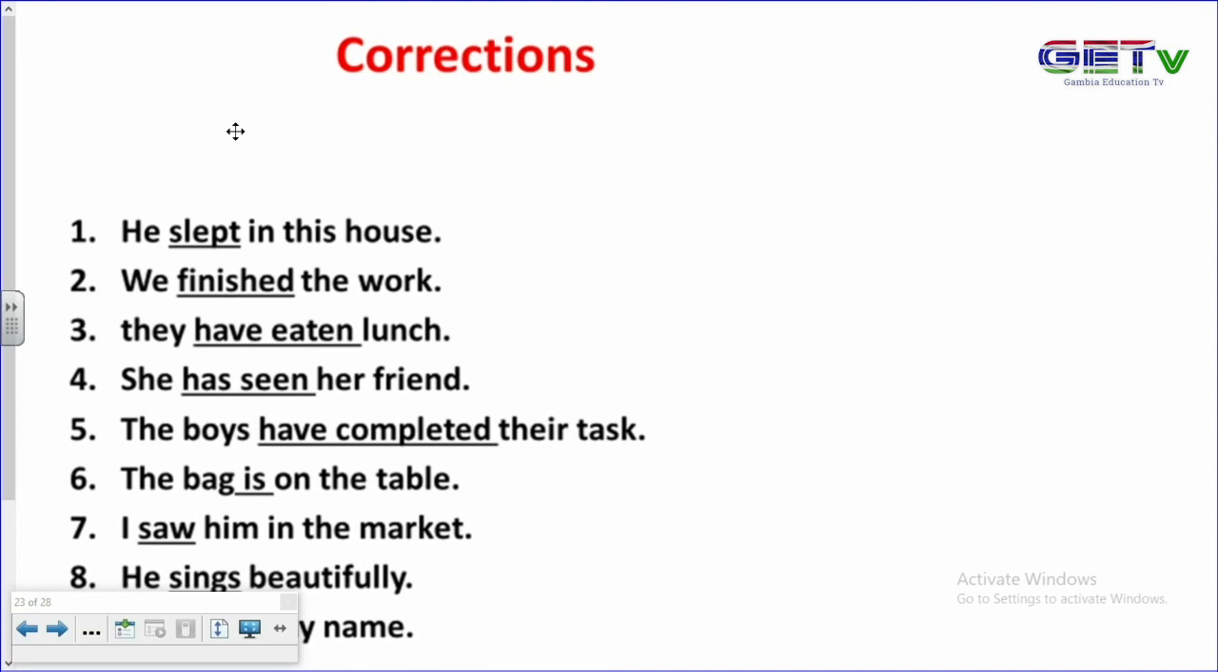Now look at the correction. The underlined words here are the verbs. Sentence 1, he slept in the house. Slept is the verb. We finished the work. Here, finished is the verb. They have eaten lunch. Have eaten is the verb. She has seen her friend. Has seen is the verb. The boys have completed their work. Have completed is the verb. The bag is on the table. Is is the verb. I saw him in the market. Saw is the verb. He sings beautifully. Sings also is the verb.